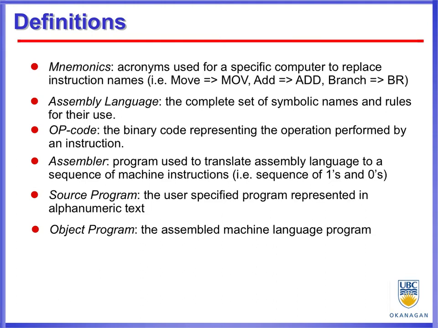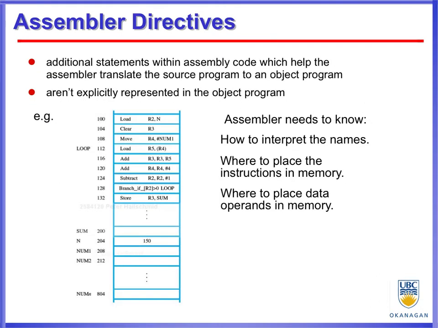Remember, each of these instructions has an opcode. The assembler is a program, written in some language, that takes your assembly language code, which we call the source program, and converts it to machine code, or the object program, which is just ones and zeros. So those are some definitions of things we've talked about, but going forward we'll talk more.